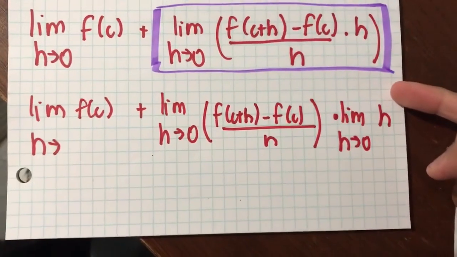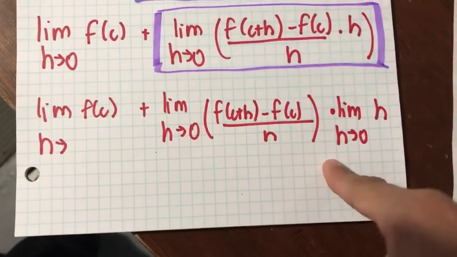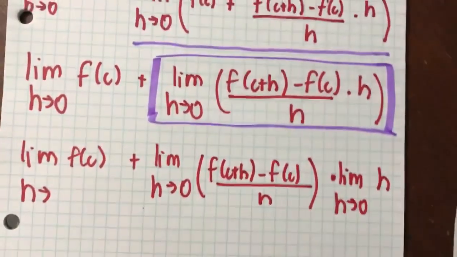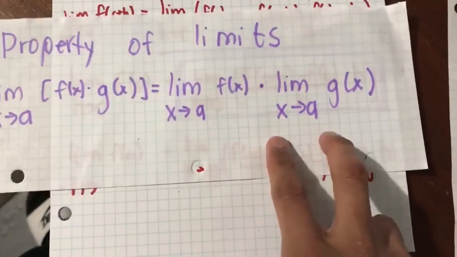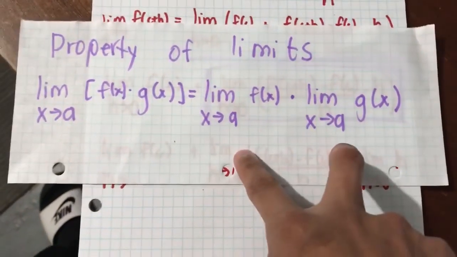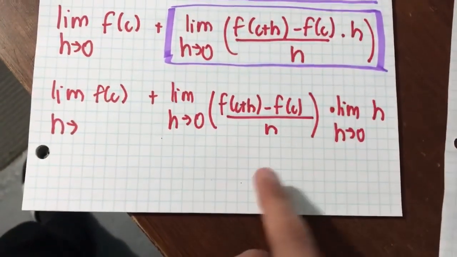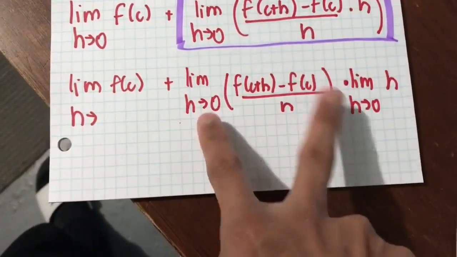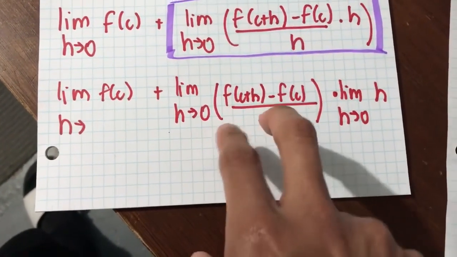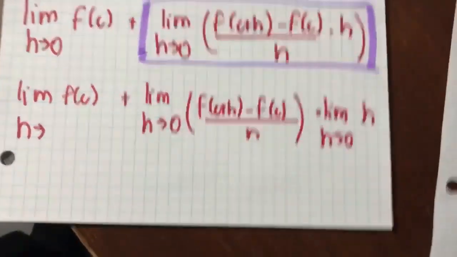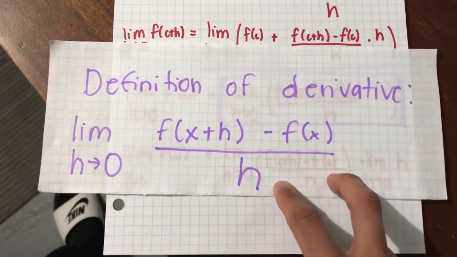The limit inside the rectangle can also be rewritten as follows, thanks to the property of limits that says that the limit of a product of two functions is equal to the product of the limits of the individual functions. So we separate it as follows. Now, we can identify this limit as the derivative of a function because that is the formal definition. Remember? This is the formal definition of the derivative.